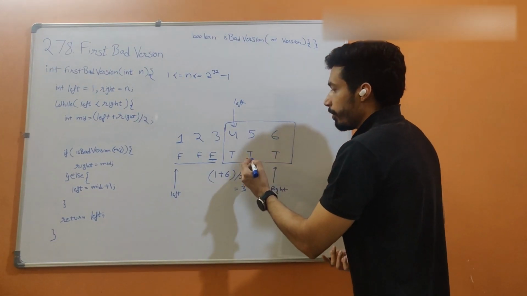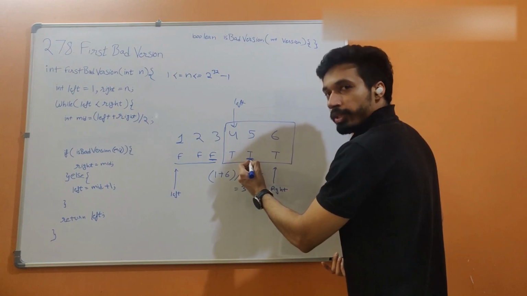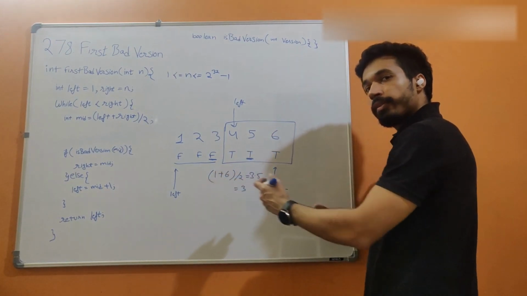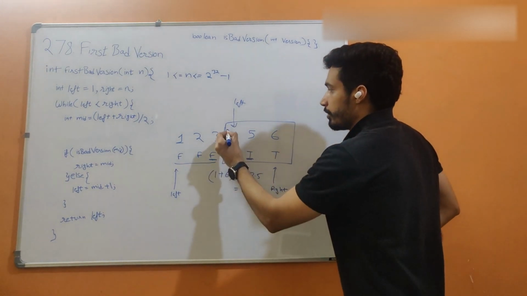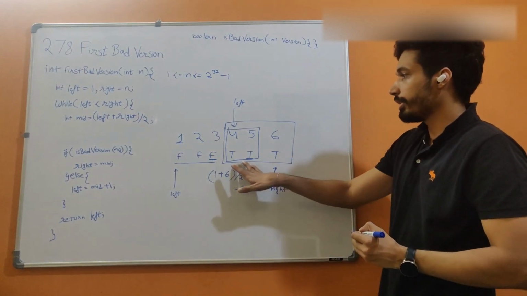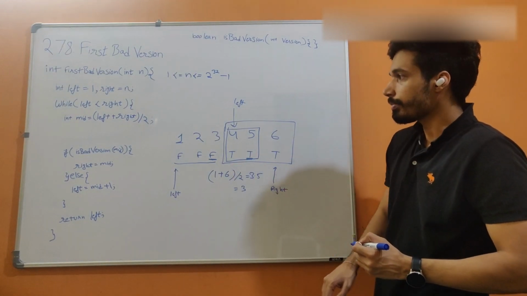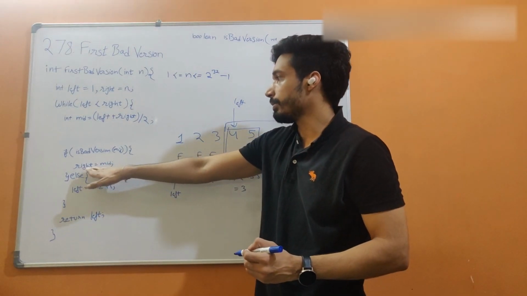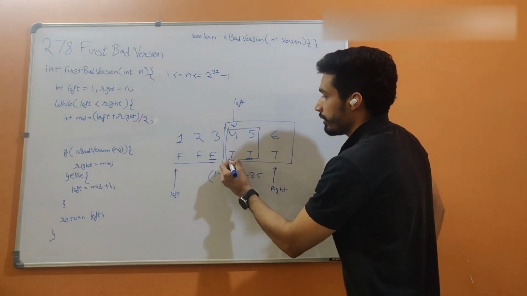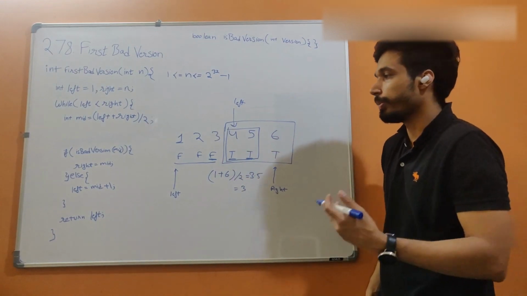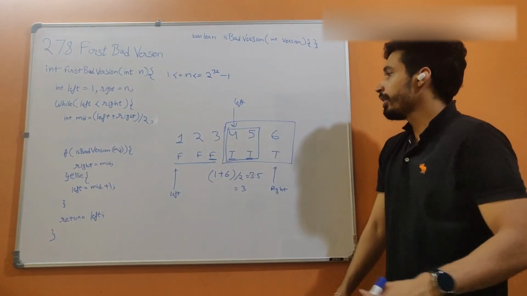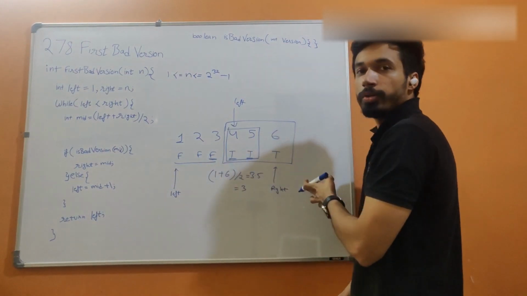So now we know that either 5 is the bad version or the first bad version exists on the left side of 5, right? So our problem statement now restricts to just within these two values, right? So we make our right as mid and we run this program again, and now we find that 4 is the first bad version.